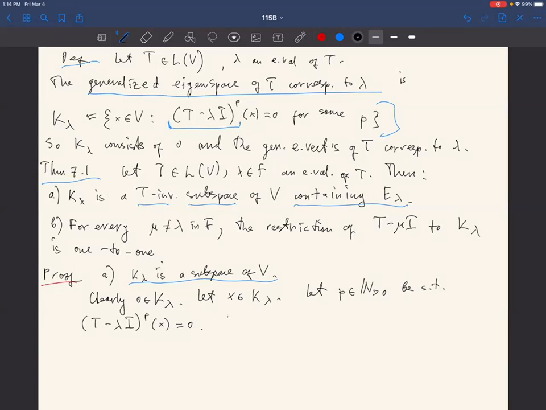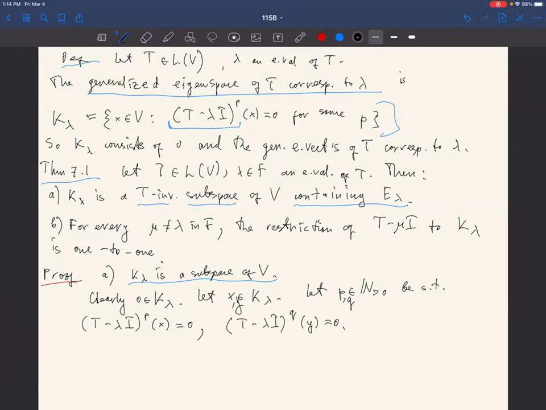So suppose now, and the same for y, so suppose I have two elements. Let me write it. We have x and y, both in K lambda. And there's p, and similarly, I have a q for y, such that T minus lambda I to the power q evaluated on y is equal to 0. Okay? So we have two elements. We have to show that their sum is also in K lambda.